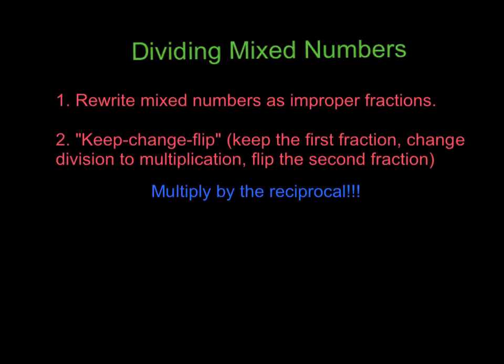Now, dividing mixed numbers, if you remember, we didn't really divide fractions. We realized that it was just easier to change to multiplying the reciprocal or changing division to multiplication and then flipping your second fraction. Well, same thing goes here. If you are dividing mixed numbers, first you have to change them to improper fractions, and then you just follow the same thing that you were doing before. So we're going to rewrite mixed numbers as improper fractions, then we're going to do keep, change, flip, where we keep the first fraction, change division to multiplication, and flip the second fraction. And like I said, you'll also hear that referred to as multiply by the reciprocal.